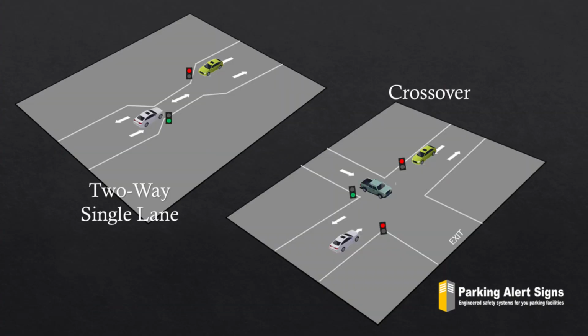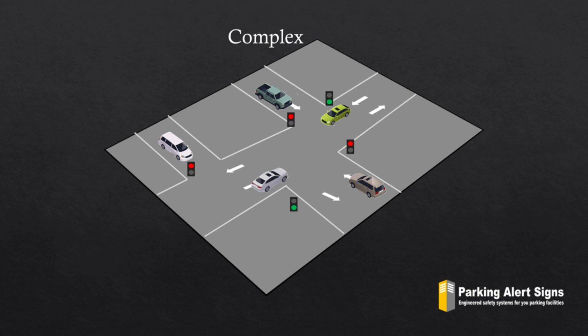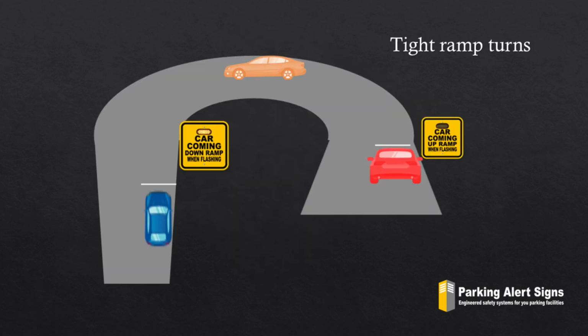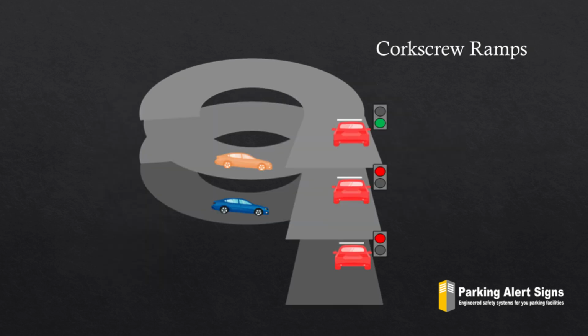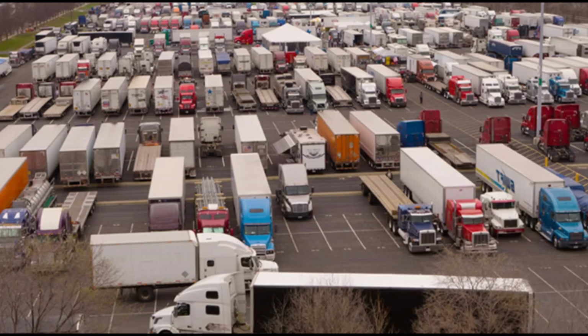Applications. The PSC6 is used in simple two-way intersections, four-way crossovers, or up to complicated multiple-way traffic control intersections. It can be used in tight ramp turns, stopping traffic from entering corkscrew ramps, and in controlling traffic in truck yards.